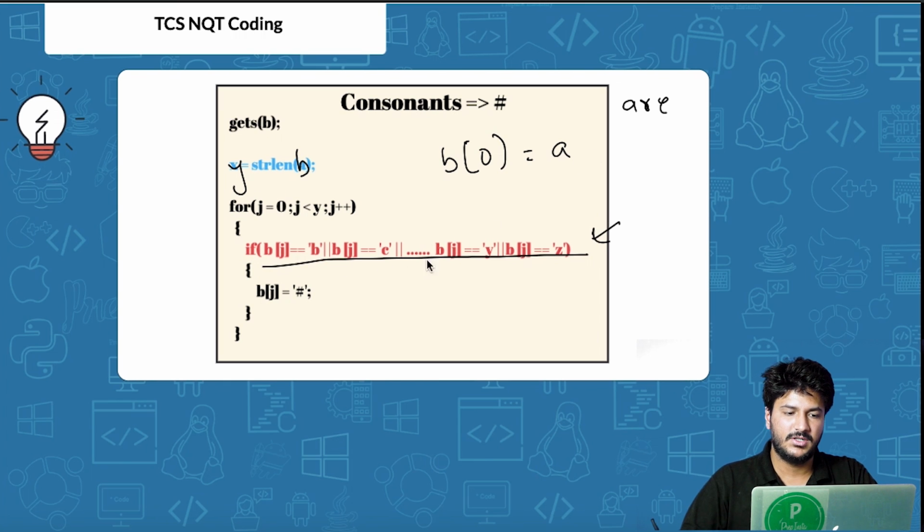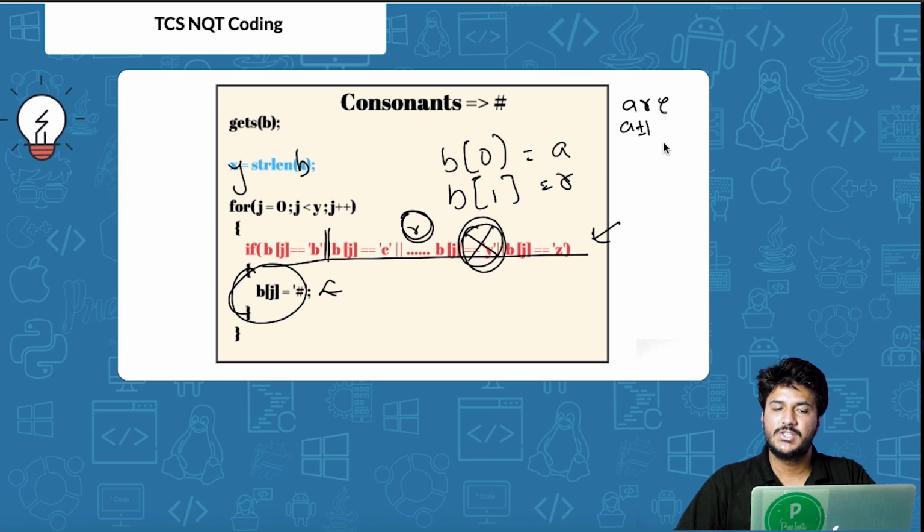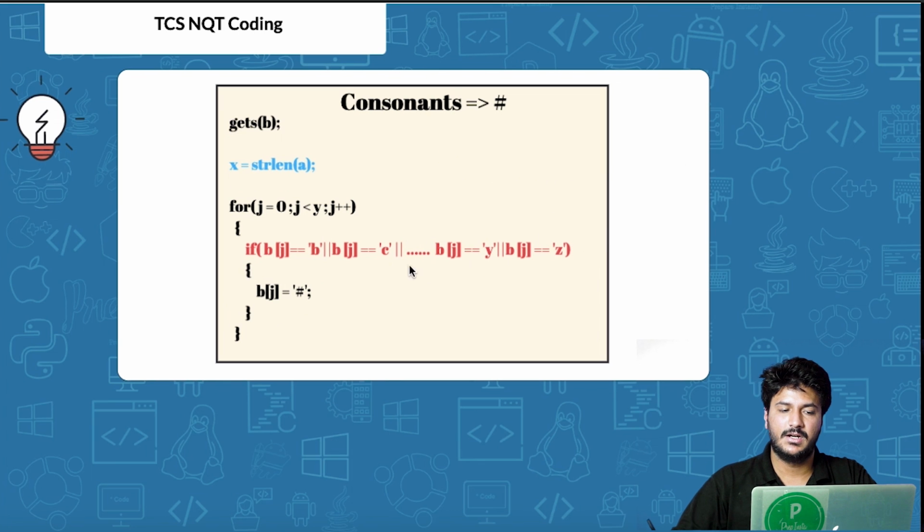Obviously A is not a consonant, so this will not be implemented. Then b of 1 is R, right? So it checks all of them. Somewhere in the middle R would be there, so this condition is satisfied because R is there, right? So in this case it gets changed to hashtag. And then again, E is a vowel, so obviously it will not be found here, so you go ahead with the next, you do not implement this. So finally ARE gets changed to A hashtag E, right?